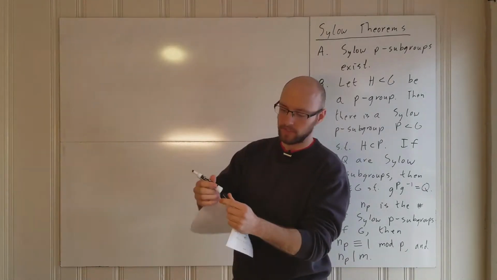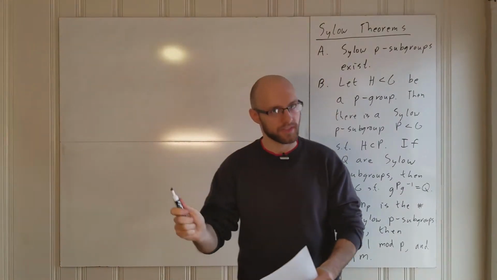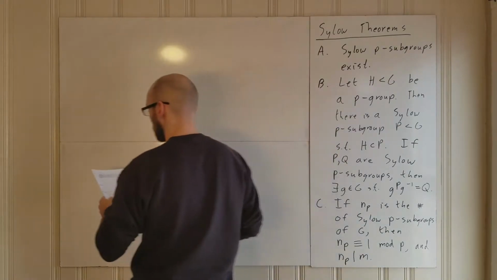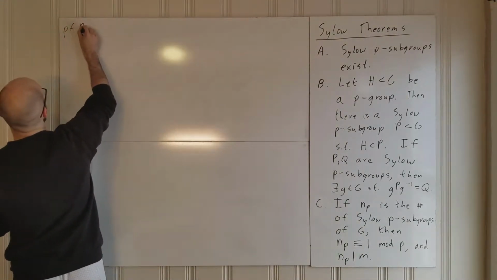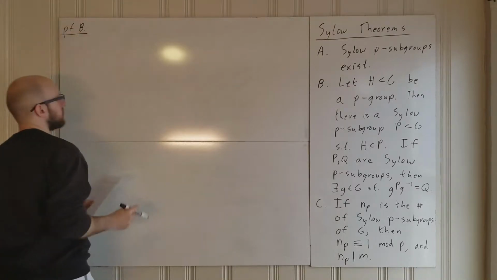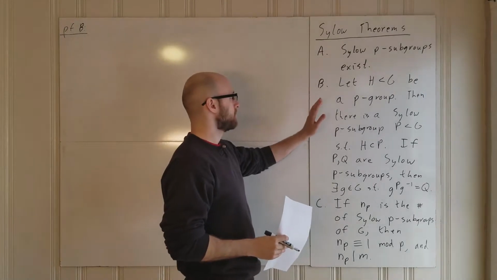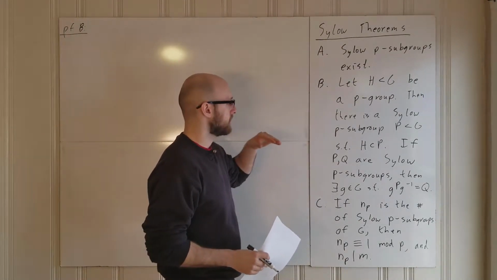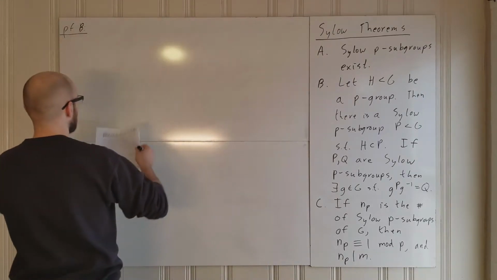So we've proven one of the Sylow theorems. Let's prove the other two. So let's go to the second one, and let's prove it. Here we want: every p-subgroup is contained in a Sylow p-subgroup, and any two Sylow p-subgroups are conjugate.